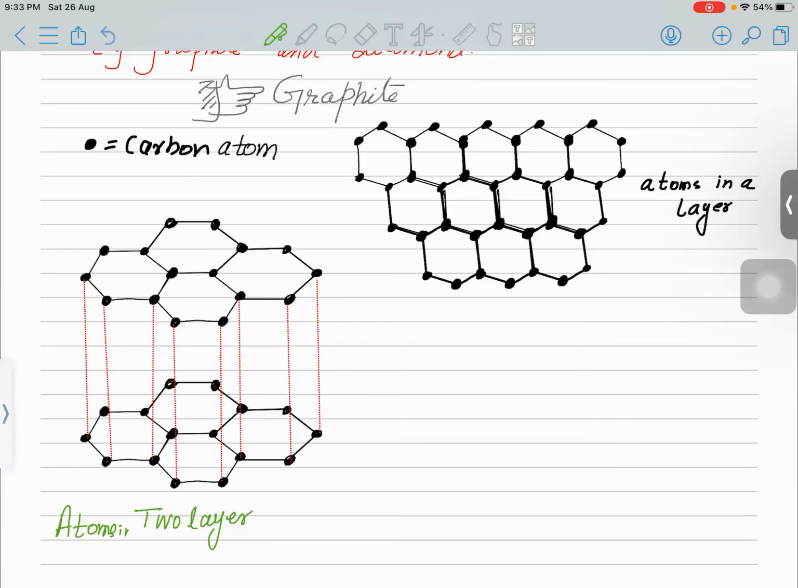Now it is totally different from yesterday's class, right? I am not satisfied. That's why I started again, right? So what is graphite? Graphite has a layer structure.